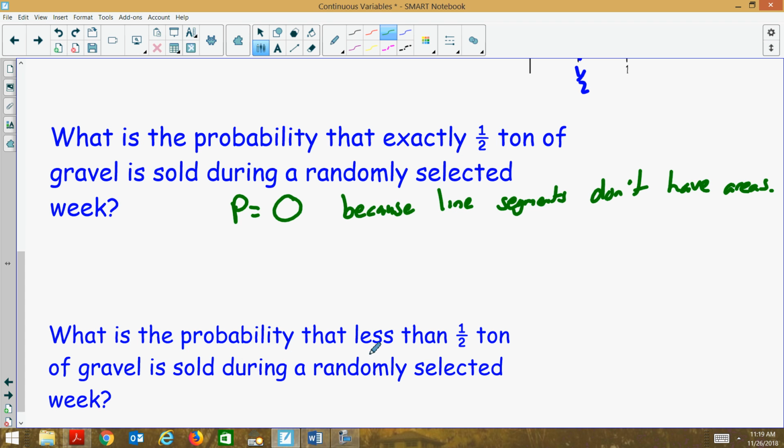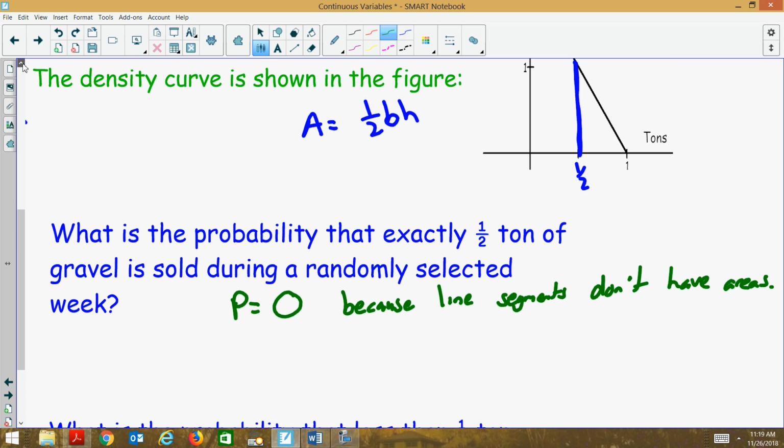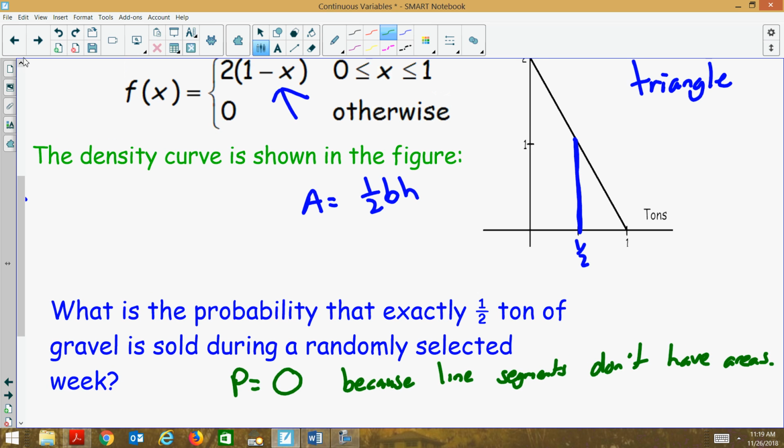What is the probability that less than 1/2 ton of gravel is sold during a randomly selected week? Since I'm talking about less than, I'm actually talking about the entire area to the left of 1/2, from 0 to 1/2. So now I have an area. I have a shape here too, and I should be able to figure out the probability that I will sell less than 1/2 ton of gravel in a given week. Much easier than finding exactly.